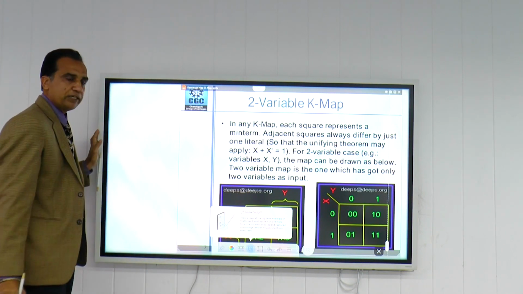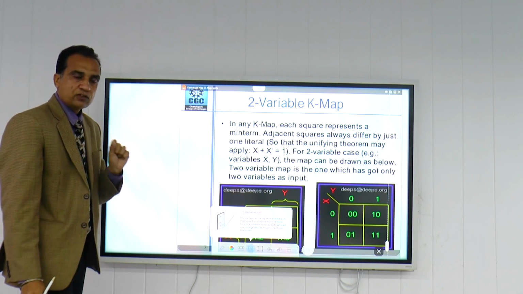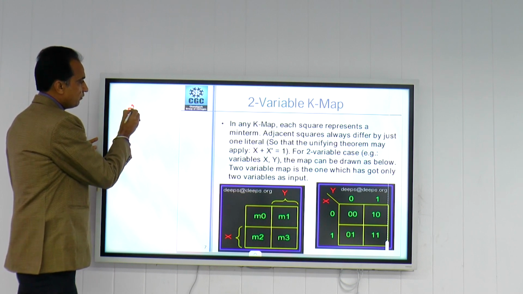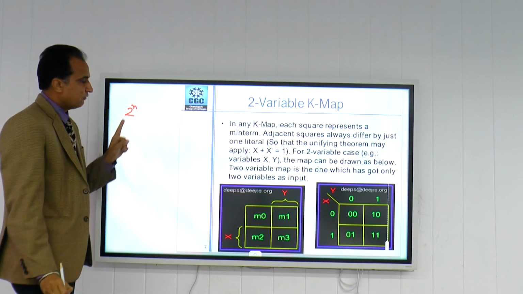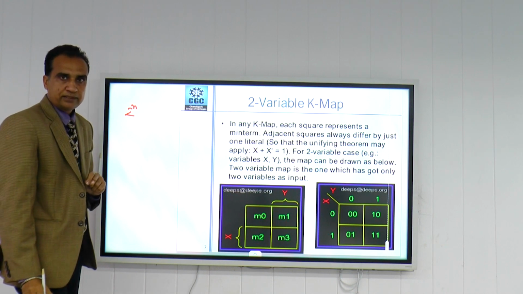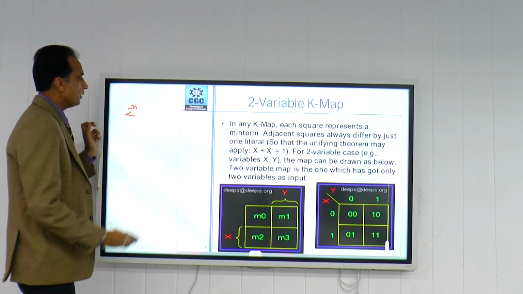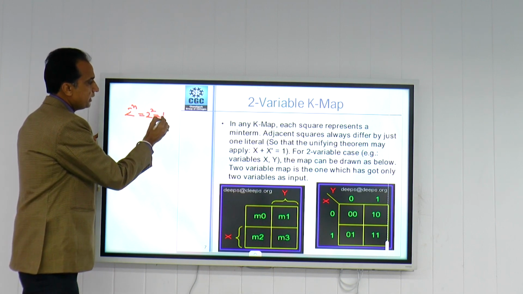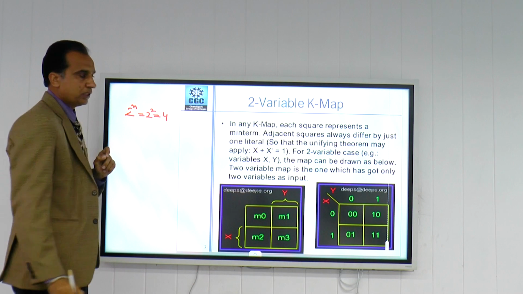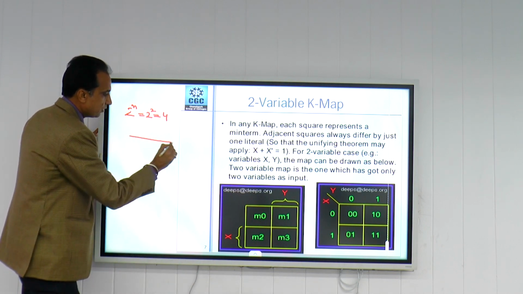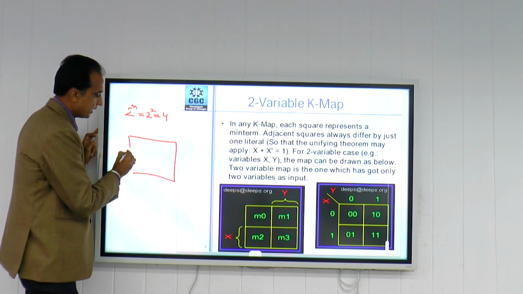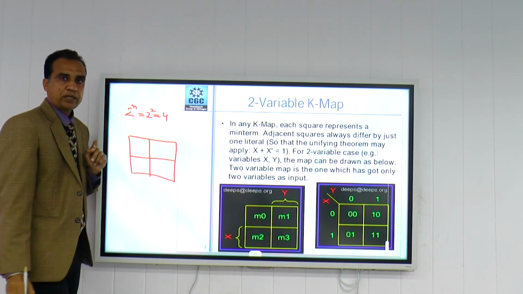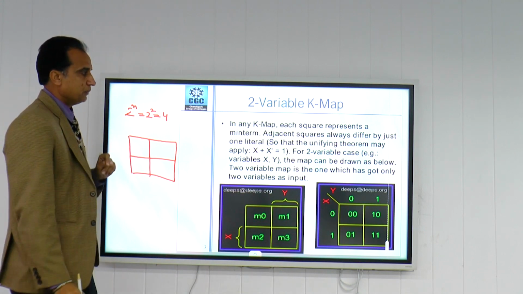Now, in case of two variables, how many square grids are required to represent a K map? That is determined with the help of the formula 2 raised to the power n, where n is the number of variables in the equation. In case of two variables, the number of variables is 2, so 2 raised to the power 2, we need a grid of 4 squares. A grid of 4 squares is required to solve a Boolean expression which contains two variables. Now, this is a K map for two variables.